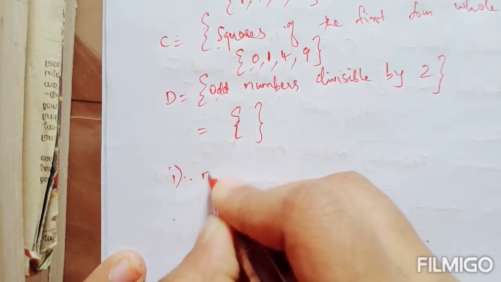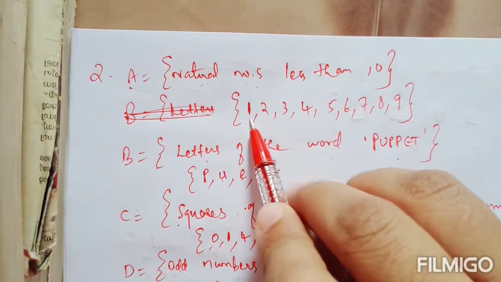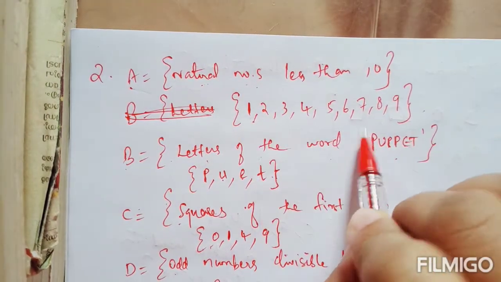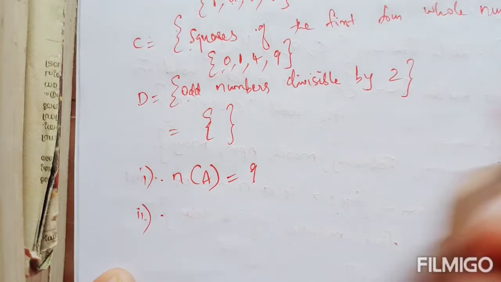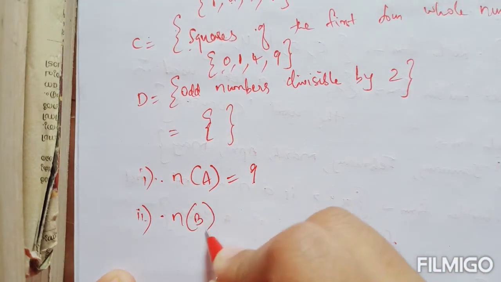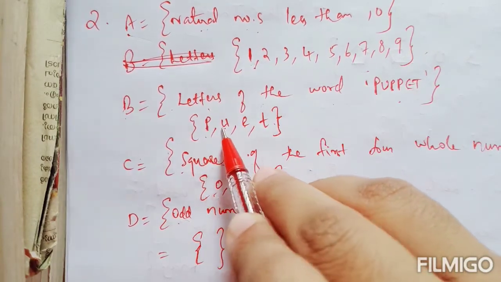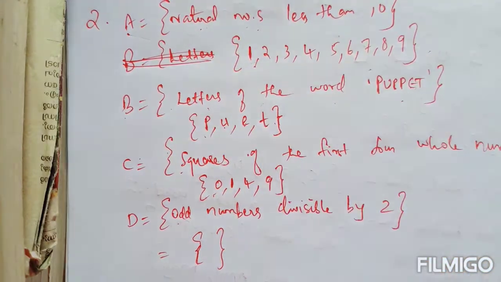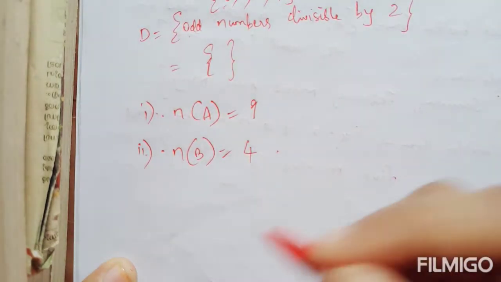Now we can write the first question's answer, that is n of A, cardinal number of set A. You can count the number of elements. There are 9 elements in the set. So n of A equal to 9. Second one, n of B. How many elements are there in set B? You can find here 1, 2, 3, 4. Okay, so n of B equal to 4. Cardinal number of set B is 4.